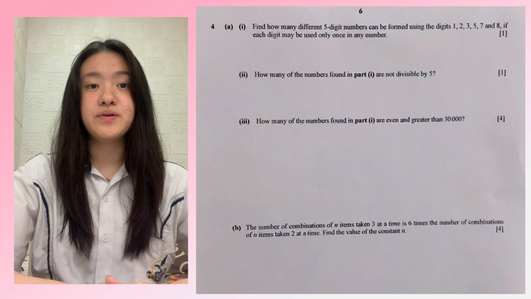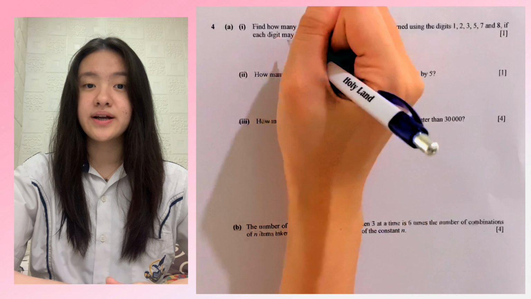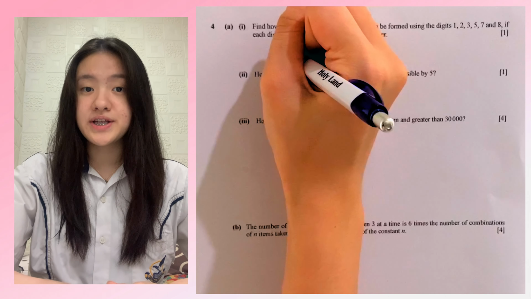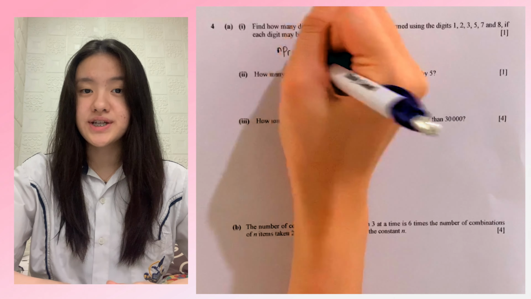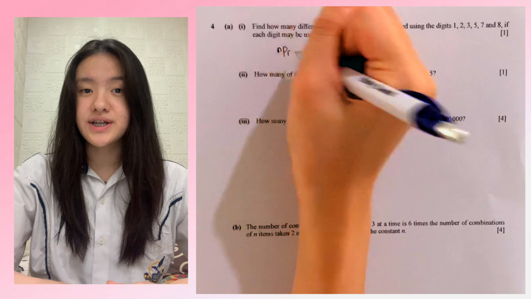For A(i), find how many different 5-digit numbers can be formed using the digits 1, 2, 3, 5, 7, and 8 if each digit may be used only once in any number. Since we are talking about number arrangement, we are going to use permutation. The formula is nPr equals n factorial divided by (n minus r) factorial.